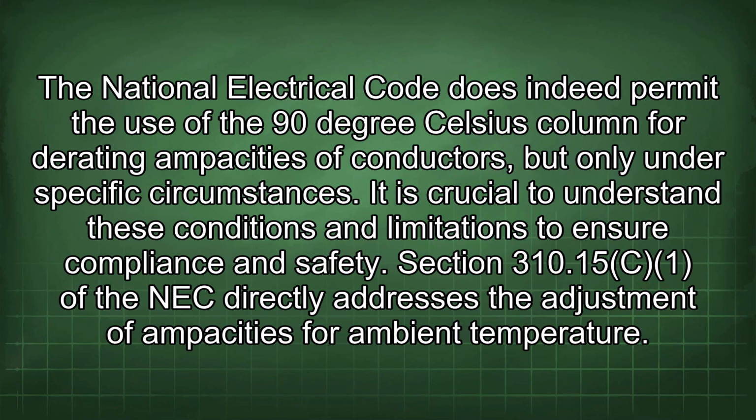The National Electrical Code does indeed permit the use of the 90°C column for derating ampacities of conductors, but only under specific circumstances. It is crucial to understand these conditions and limitations to ensure compliance and safety. Section 310.15 of the NEC directly addresses the adjustment of ampacities for ambient temperature.